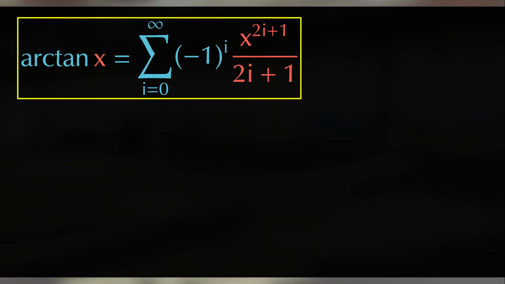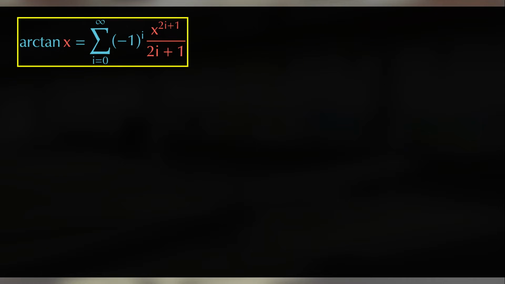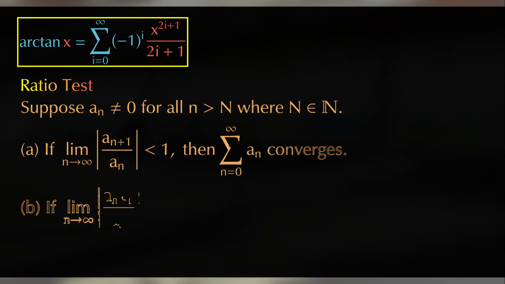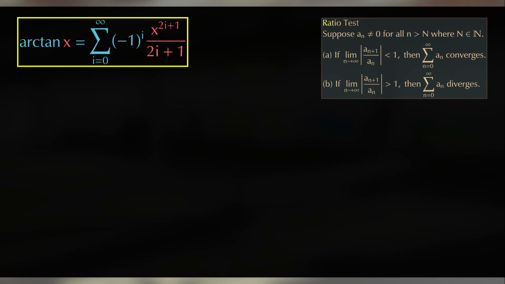As an exercise, let's apply the ratio test. Remember the ratio test. If the limit as i goes to infinity of the absolute value of the ratio of consecutive terms is less than 1, then the series converges. If it's bigger than 1, it'll diverge. If it is 1, the ratio test is inconclusive. You can take it from here.